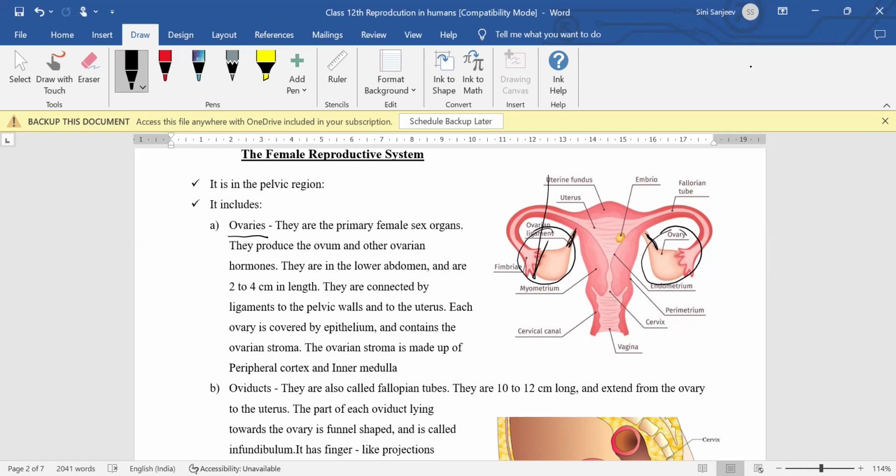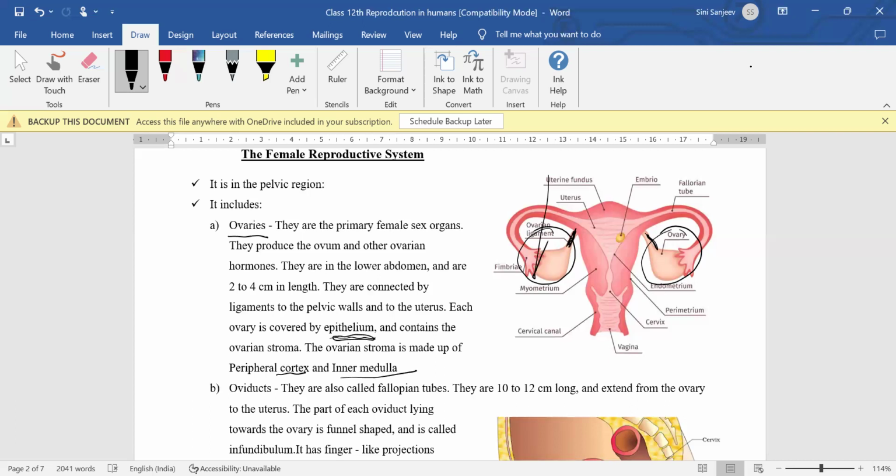The major role of the ovaries is to produce eggs. They are held by the ovarian ligaments and surrounded by the epithelium, just like skin tissues. In the same way, this is also covered with epithelium. Plus it has the ovarian stroma, which means the layers. We have two layers: the peripheral layer is called the cortex and the inner one is called the medulla.